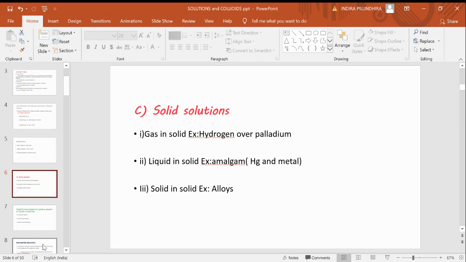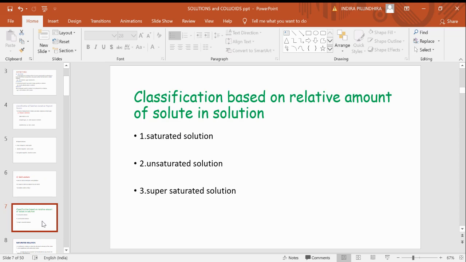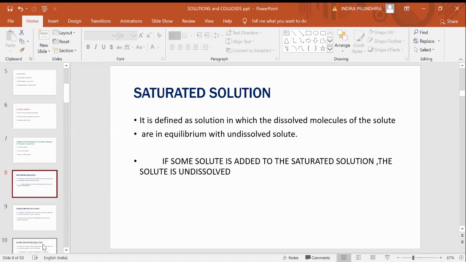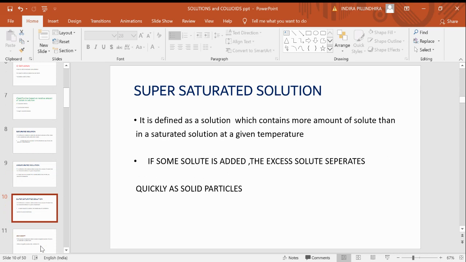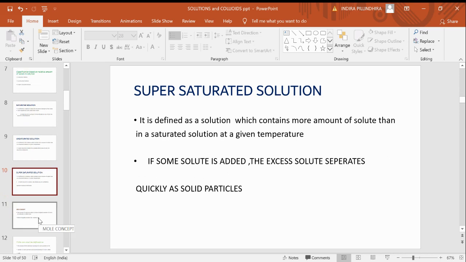Next, we have seen how the solutions are classified based on the amount of the solute. Based on the amount of the solute, they are classified into saturated, unsaturated, and supersaturated. Now we'll move to the next slide. What is saturated? Once we have defined the saturated, it is very easy to define the unsaturated and supersaturated. So this slide is about the saturated, the next slide is unsaturated, and the next slide is supersaturated.